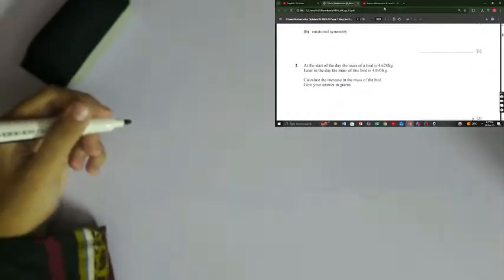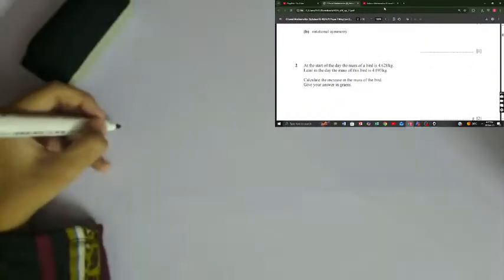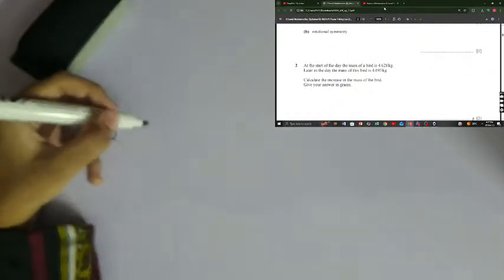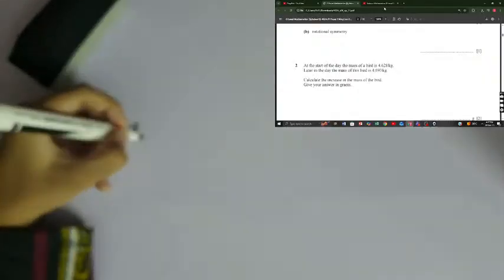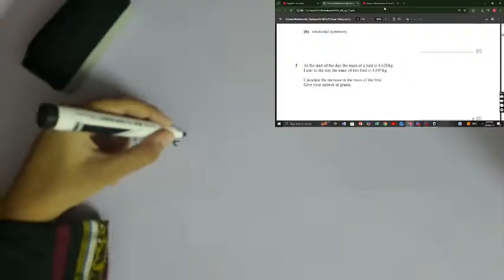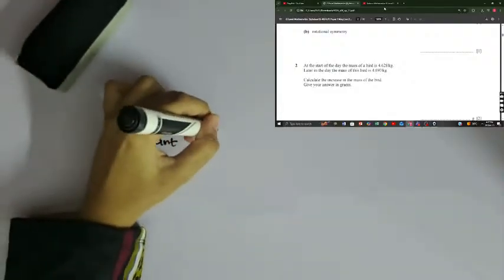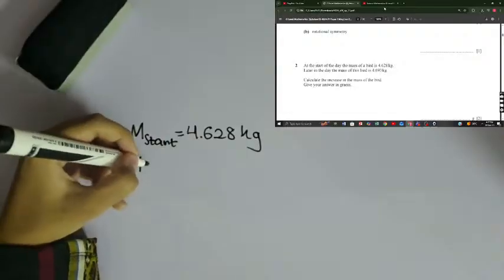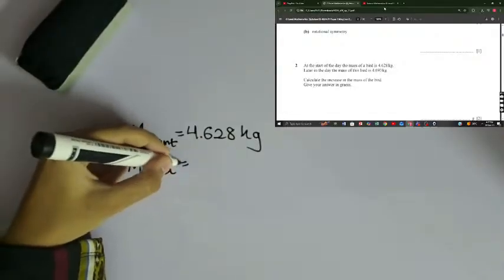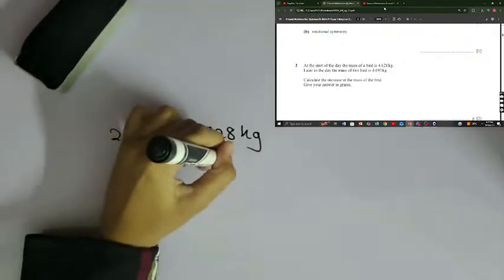Anyhow, next we have question number 2. It says that at the start of the day, the mass of a bird is 4.628. So, the mass at the start is 4.628 kg, while later on, the mass later is 4.693 kg.